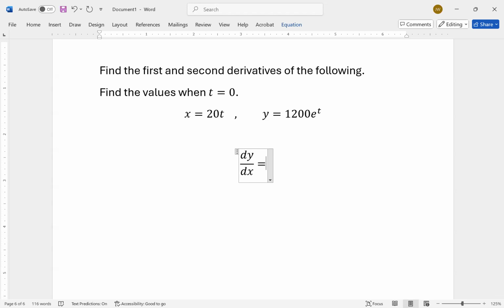So first derivative. Derivative of the y function with respect to t is the exact same thing as just the y function, because the derivative of e to the t is e to the t. Derivative of x with respect to t will be 20. And I'm going to rewrite that because 1200 is very easy to divide by 20. So we get 60 e to the t.